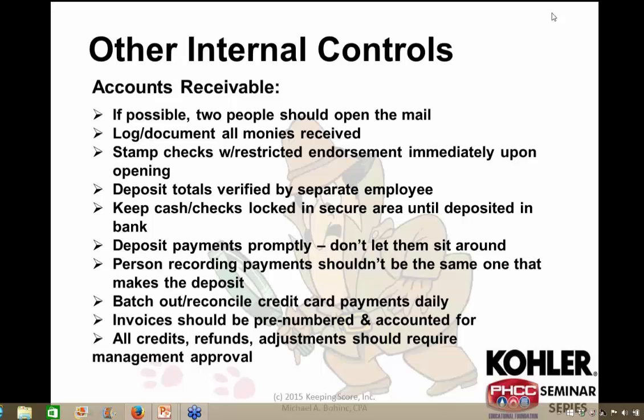The person that's doing the data entry, maybe on the credit card payments as you're processing invoices, that person also should not be the one reconciling the credit card payments at the end of the day if possible. That should be two separate individuals.